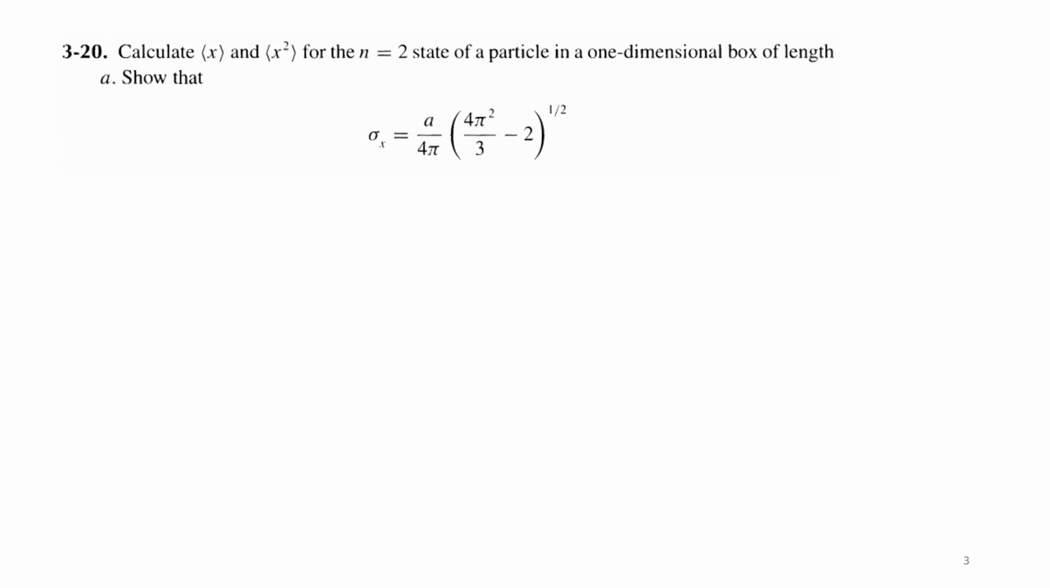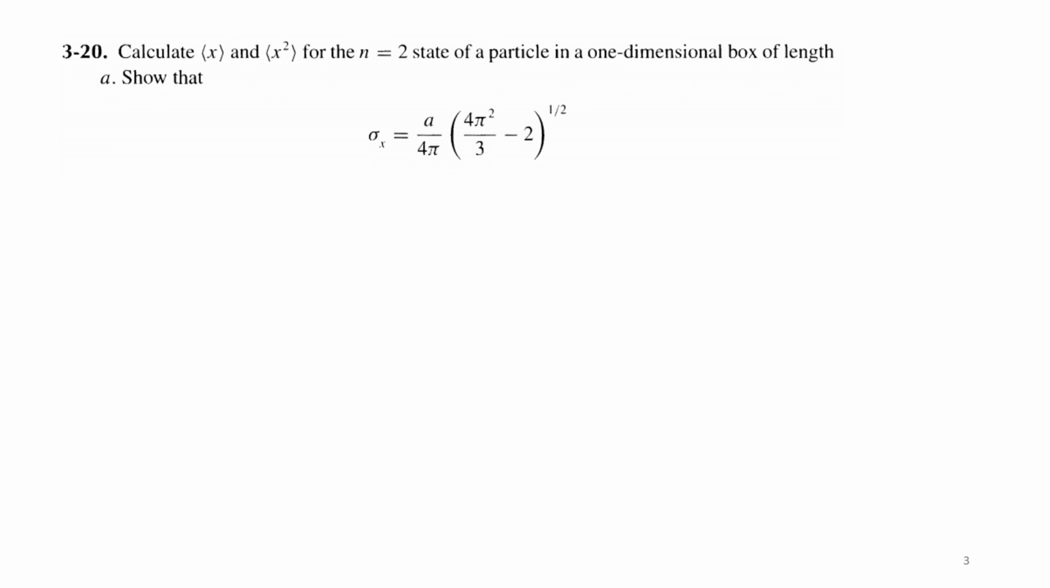The first question says calculate the mean values of x and x square, the average value of position and position square, for the n equals 2 state for a particle in a 1D box. So can you tell me how we can approach this problem? What should be the first approach for this kind of problem?